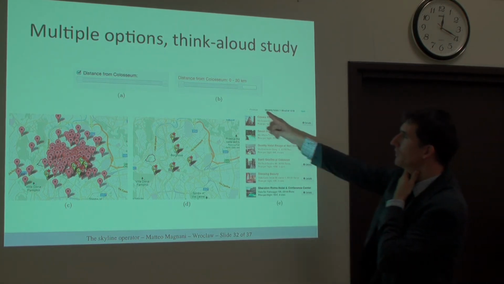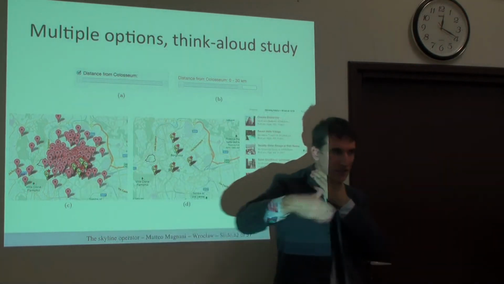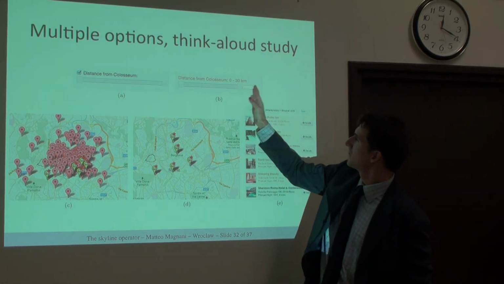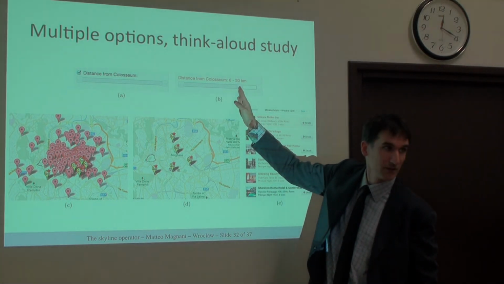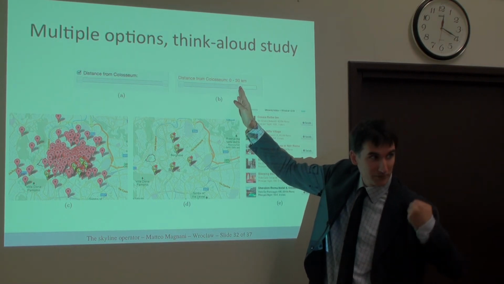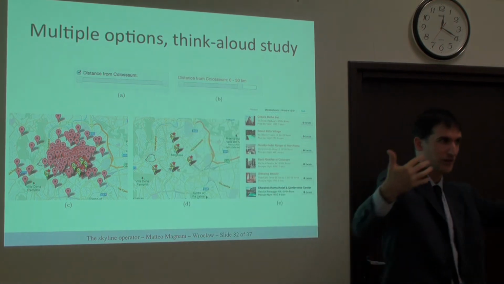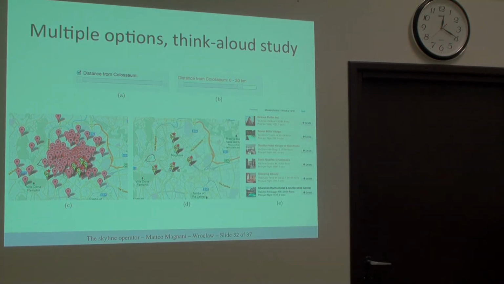Because another option could be, instead of explicitly asking you to tell me what your parameters are, I just guess them. Whenever you set some maximum values here in the distance, then I can assume that this is not just a constraint, but it's also one of your parameters to compute the skyline.